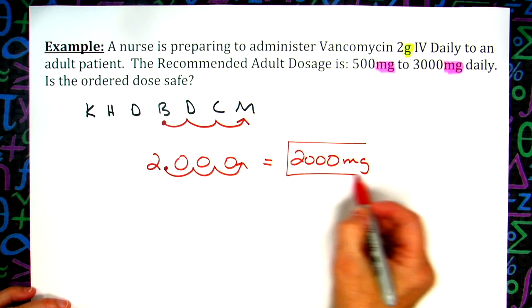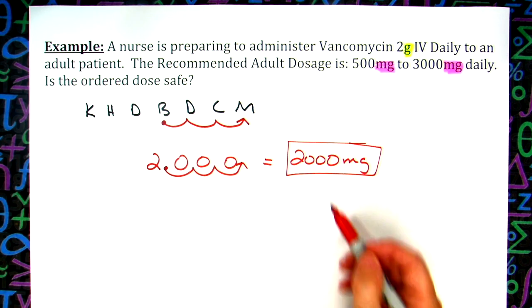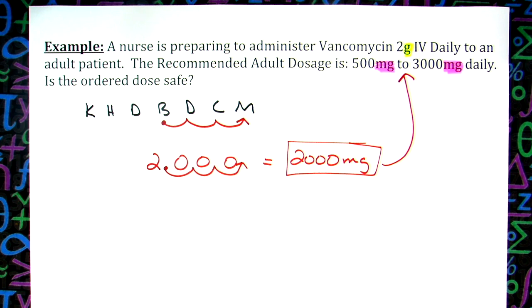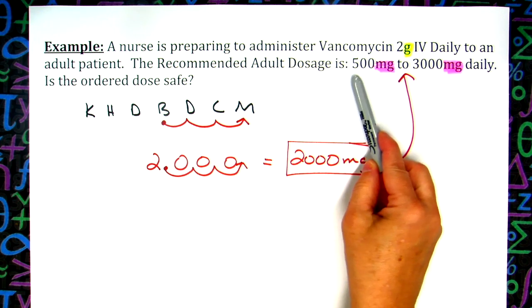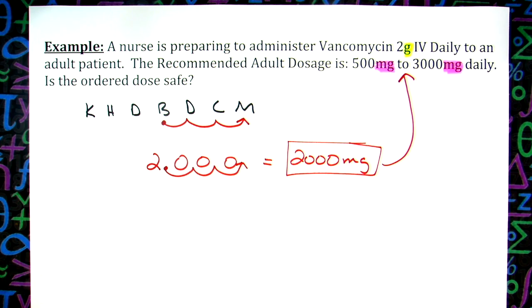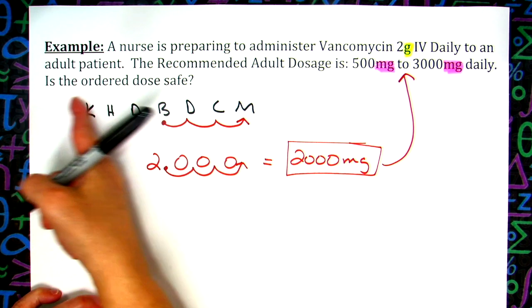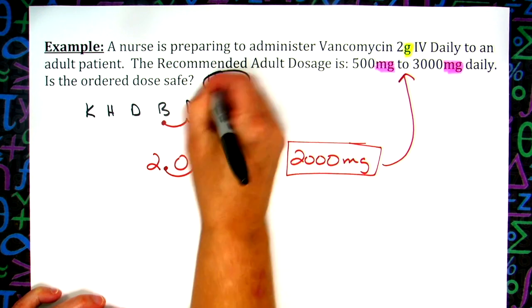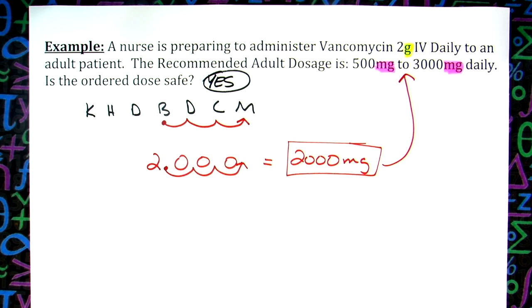Now you're going to test and ask yourself, is that 2,000 milligrams in that range? Is 2,000 milligrams in between 500 milligrams and 3,000 milligrams? Answer is yes, it is. So is the ordered dose safe? Yes, it is safe. So definitely just an example here of how you would apply that converting within the metric system to an actual nursing problem.